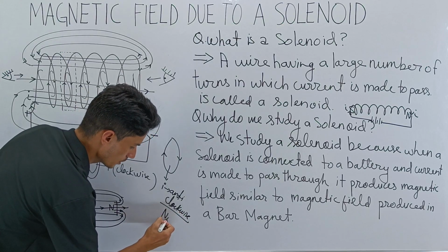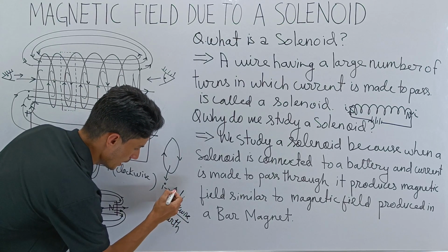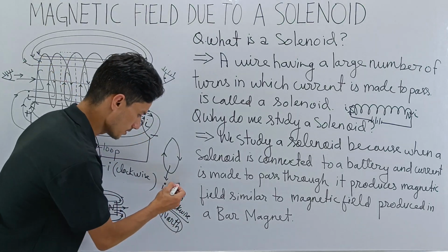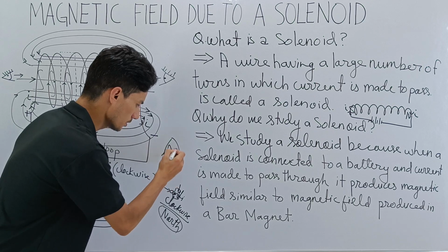Anti-clockwise means north. Okay. In the word anti, N is there, isn't it? Anti, N is here. Okay, anti means north, so it will be north.